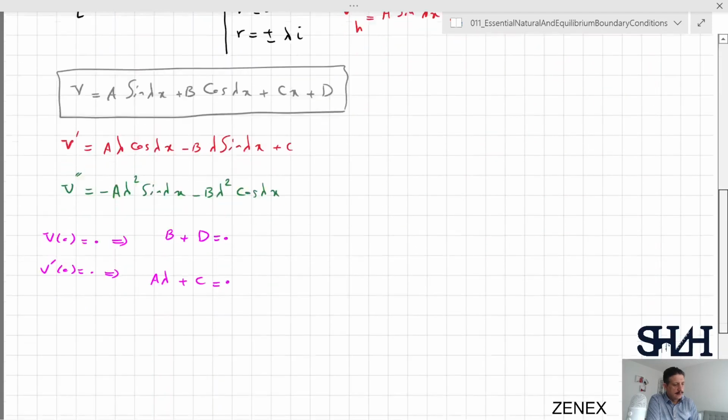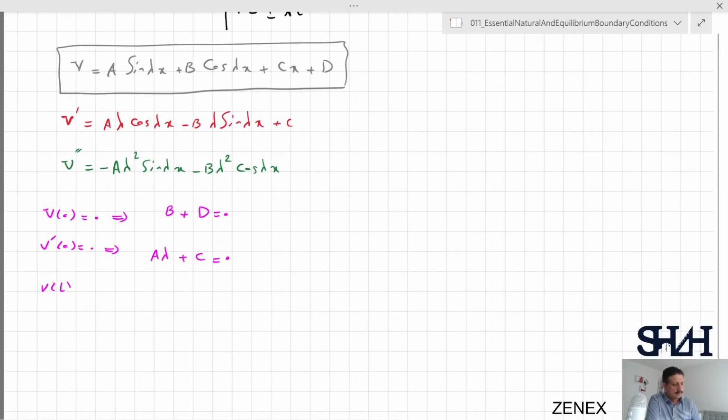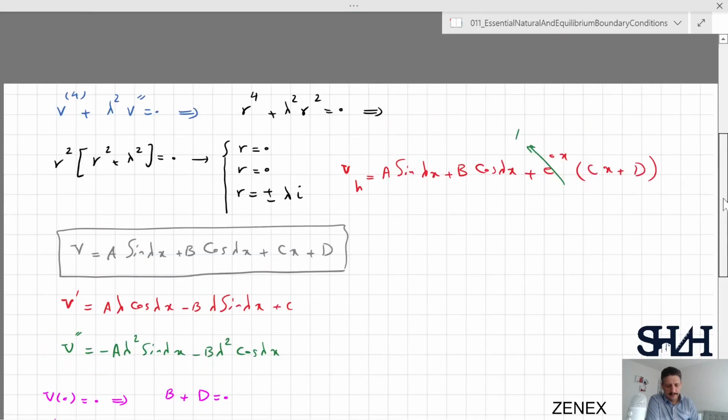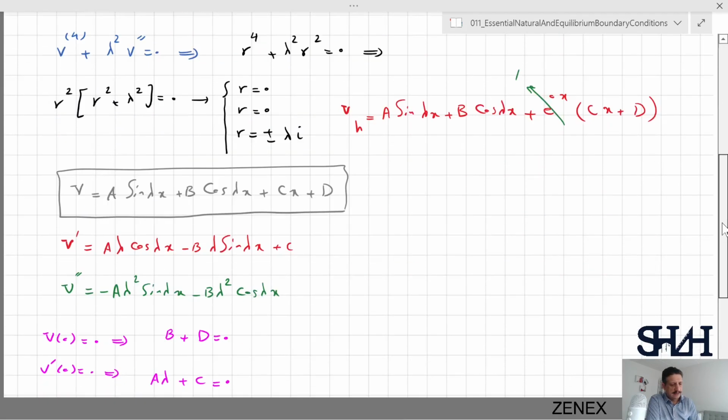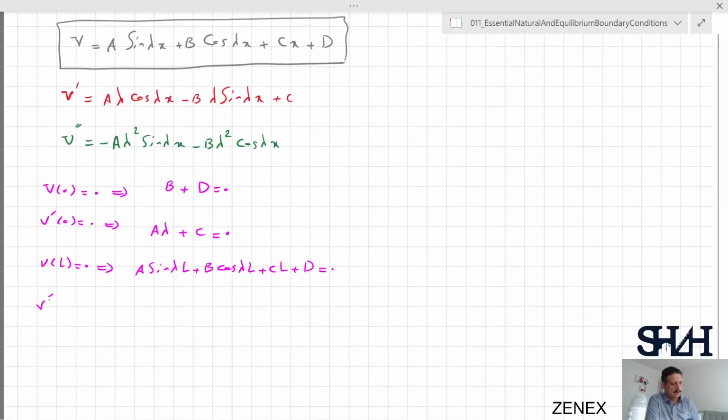Then V at L is 0. So A sin lambda L plus B cos lambda L plus CL plus D equals to 0. And then the second derivative of V at L equals to 0, representing the neutral boundary condition. So it will be A lambda squared sin lambda L minus B lambda squared cos lambda L equals to 0.